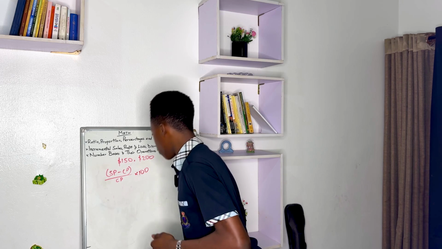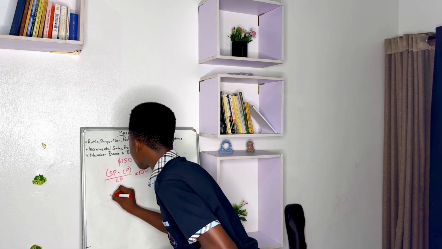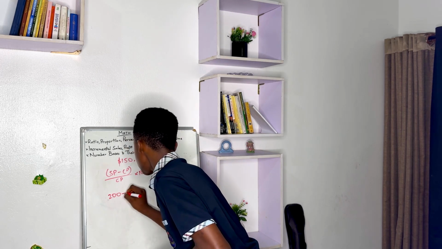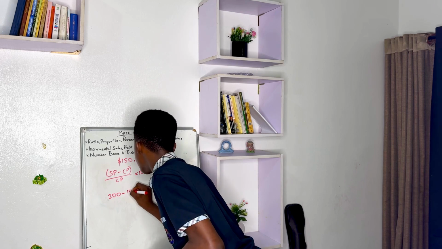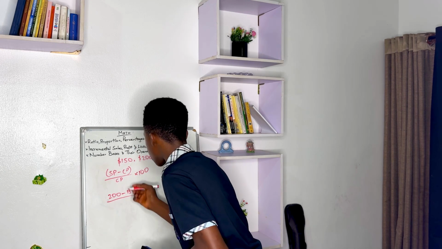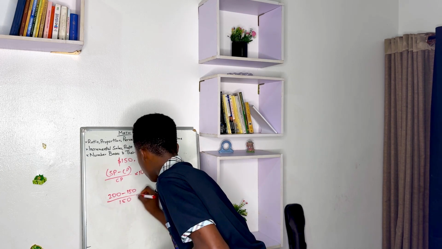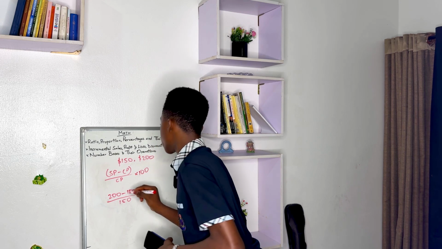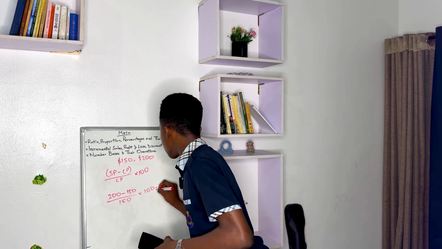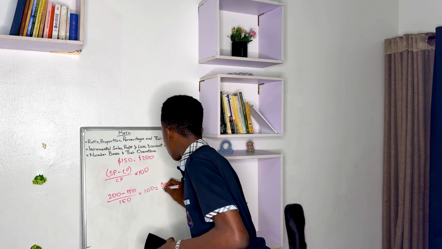So let's input our values. The value of the selling price is 200. The value of the cost price is 150. Down here, the cost price is also 150, and then you multiply that by 100. So 200 minus 150 is going to give you $50.